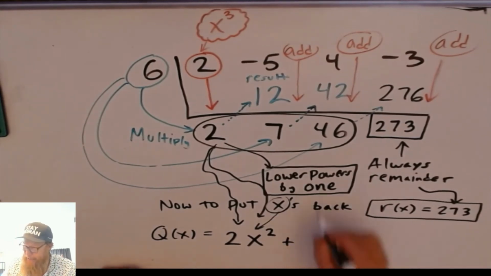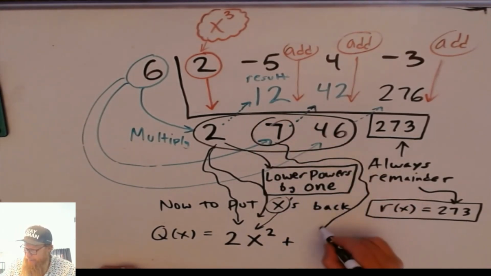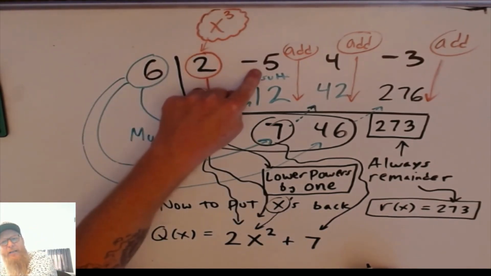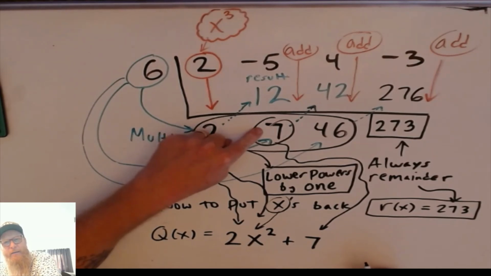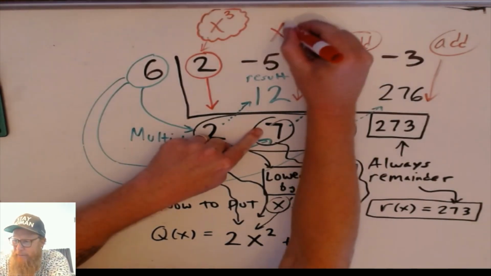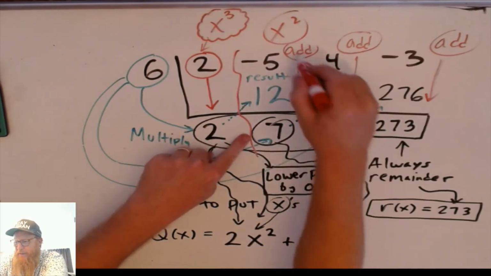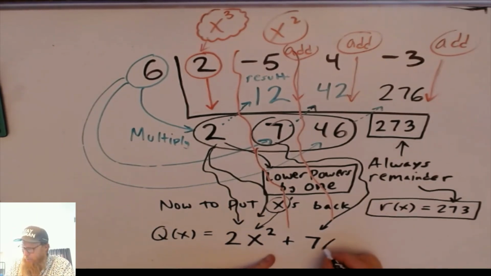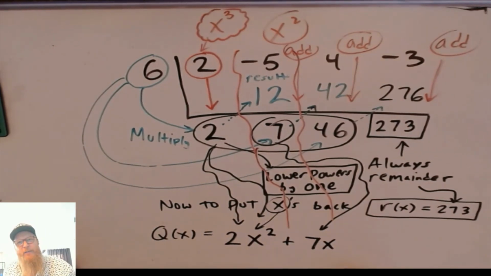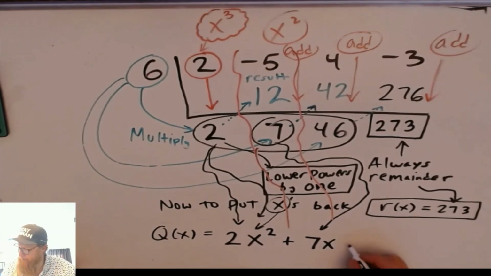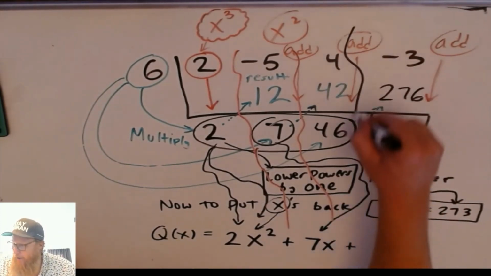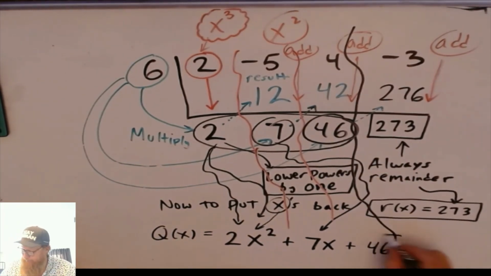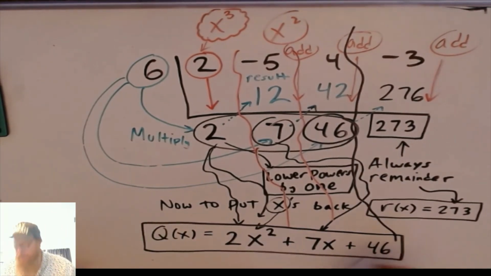All right. How about the 7? Well, if this was x cubed, then this was originally x squared. That was the x squared column. So follow it down. Its power gets reduced by 1. So now it's just x. And then the last column, the 46, that's just going to be constant. So there's your Q of x.